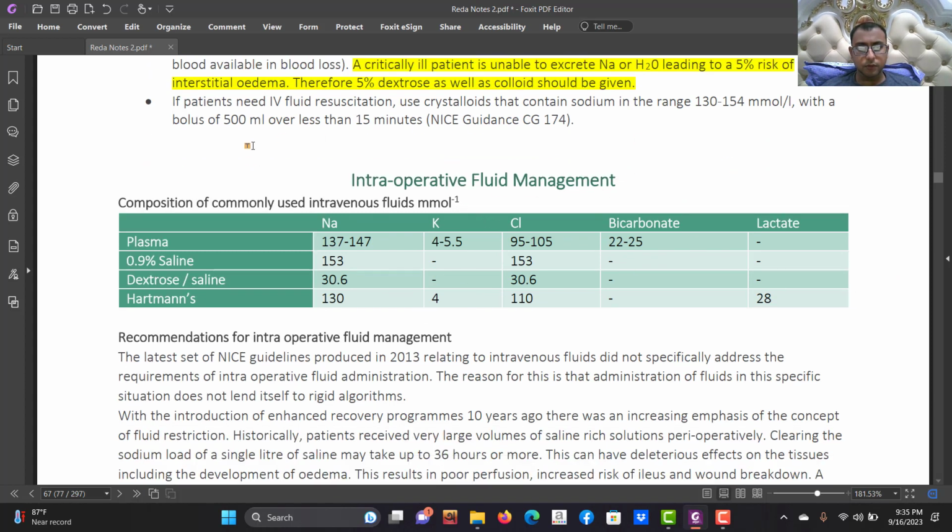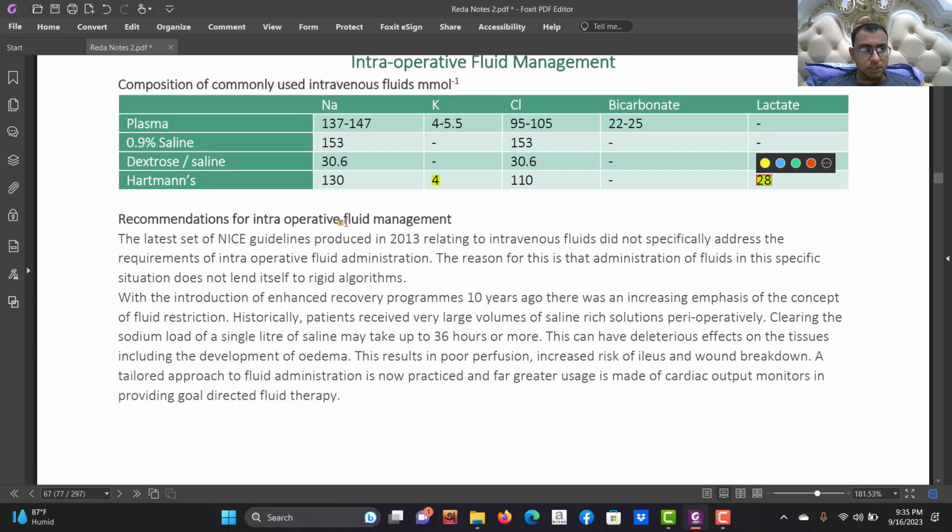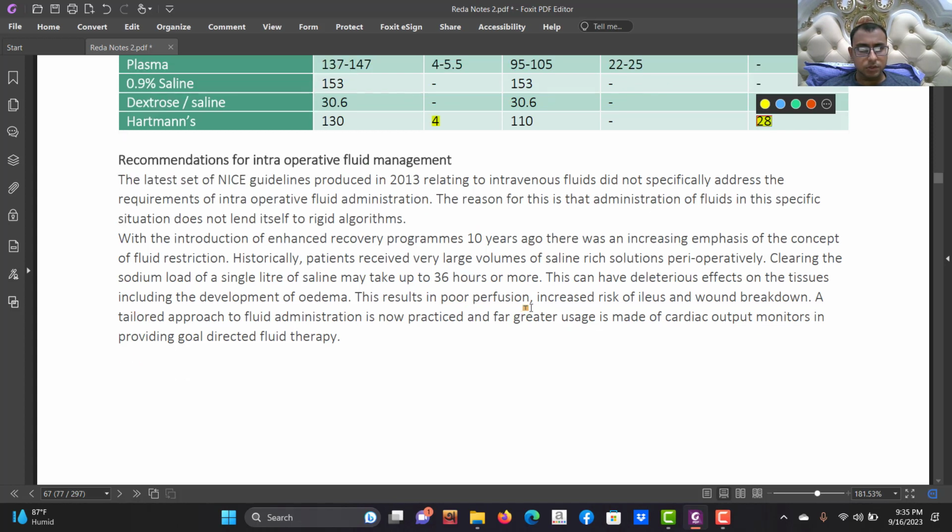So here are some pre-operative and intraoperative fluid management points, that is sodium. It is not usually used, but in the case of Hartmann's, please remember potassium and lactate 28. Lactate is present in Hartmann's. That's why it is used in the shock patient. Recommendation for intra-abdominal intraoperative fluid management, which is not needed.